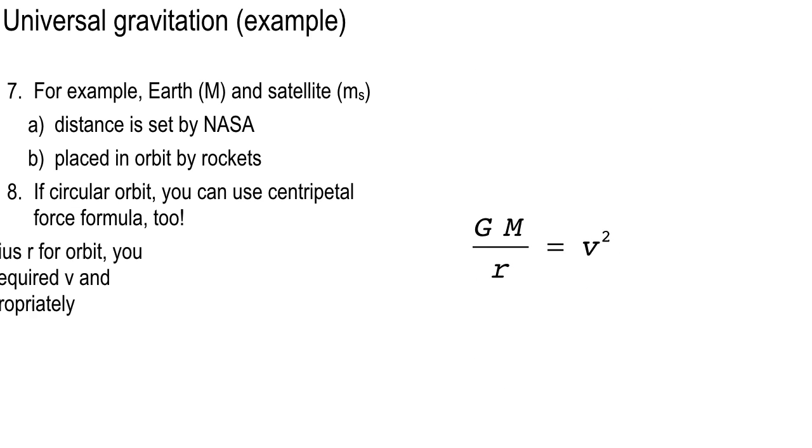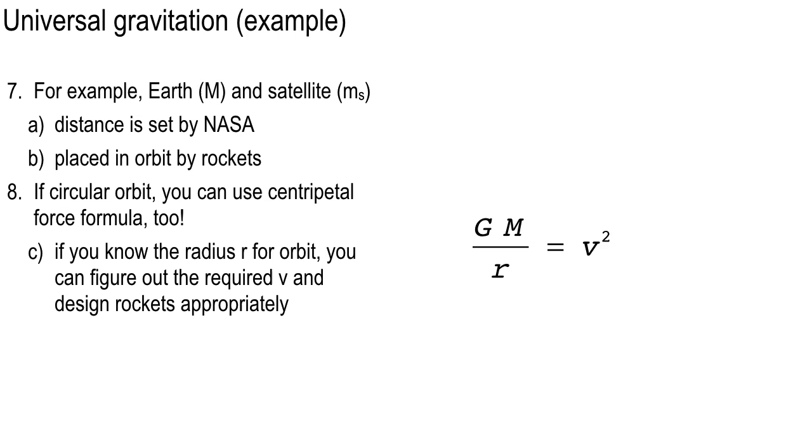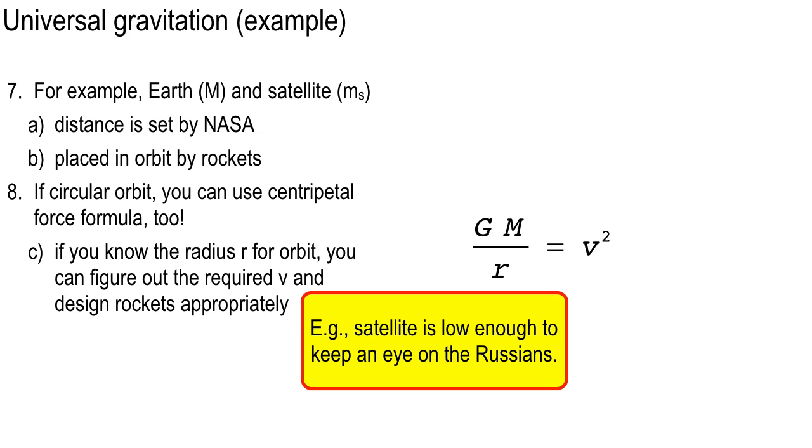Now, let's think about what that means. If you know the radius r for the orbit, you can then figure out the required speed, v, and design your rockets appropriately in order to achieve that. And what kind of an application would that be where you want to put a satellite up at a very particular level? Well, one example of that is if you want the satellite to be in low enough orbit that its cameras can keep an eye on the Russians.